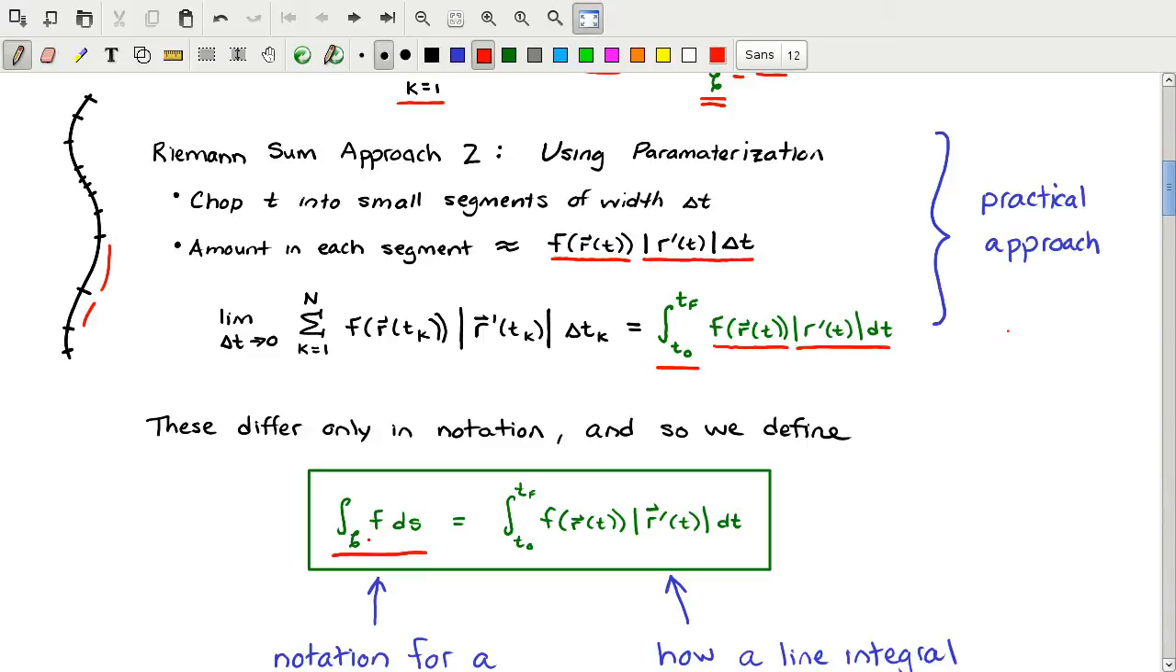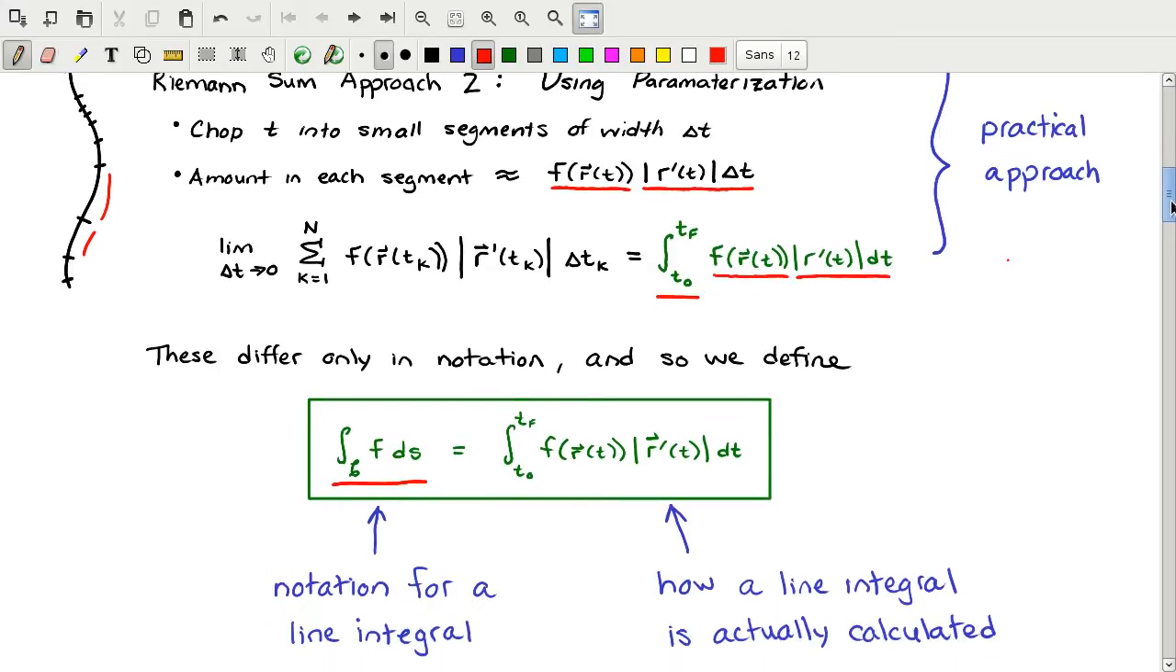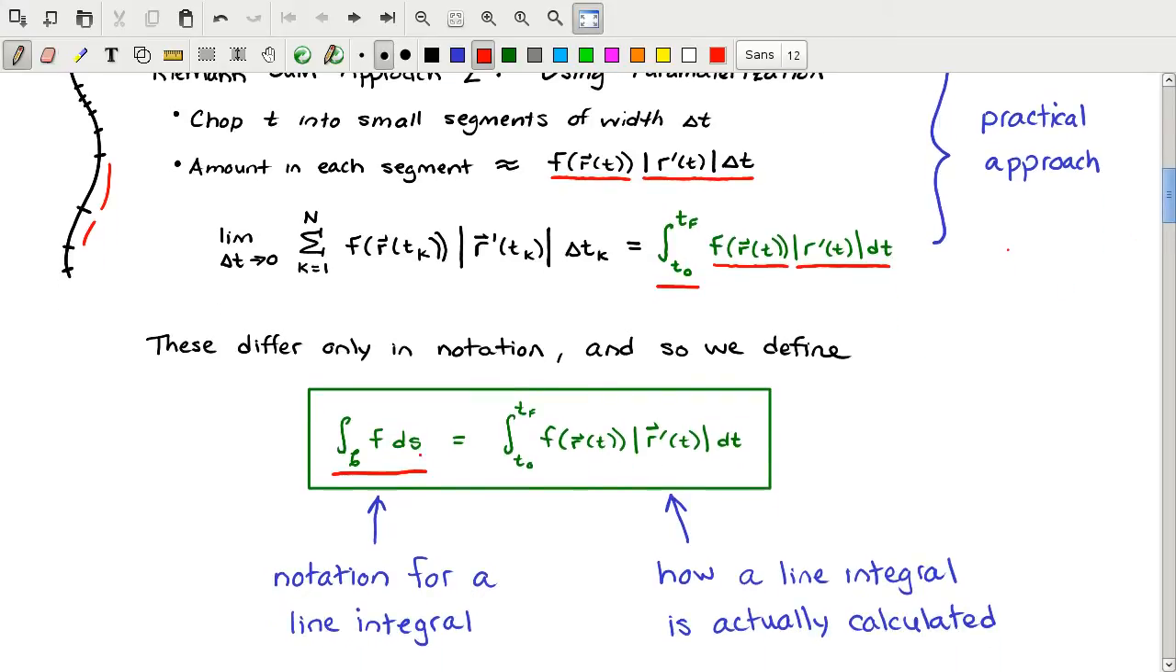However, oftentimes the curve C, cursive C, is only given to us parametrically, and we may not be able to do the arc length calculations. So to actually calculate that, we use the second approach, and we define ds to be equal to the magnitude of r prime of t dt. F is the same, and instead of integrating over s, we integrate over t. So this is the notation that we use, and this is the actual integral that we calculate in order to compute this object that is named this. So this will become more clear if we do a couple of examples.